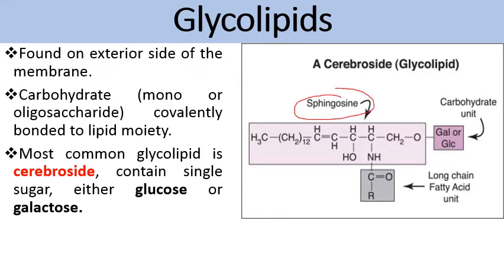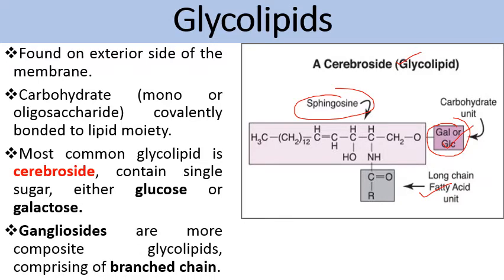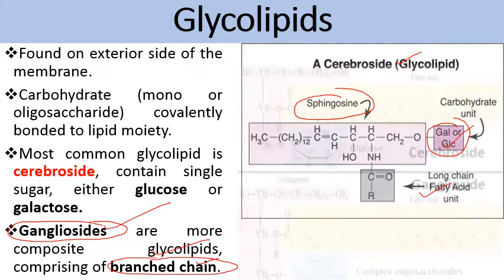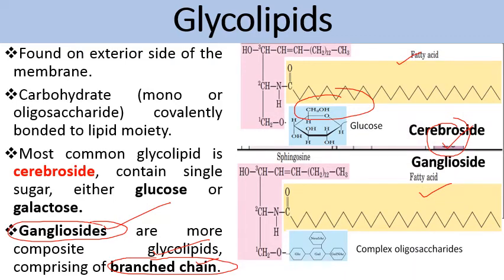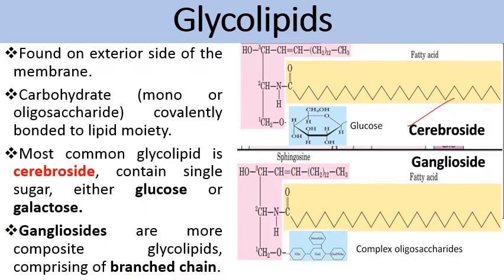It contains sphingosine, then long chain fatty acids, and one sugar that may be galactose or glucose, and this is the most commonly occurring glycolipid present in the cell membrane. Then the second class is gangliosides. As the name indicates, they are more complex glycolipids comprising branched chains of carbohydrates. So more than one sugar group is present in them. These are known as gangliosides.